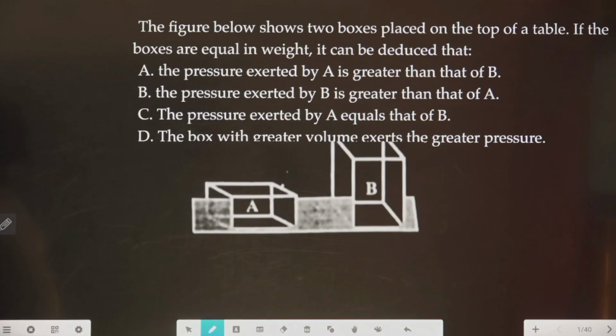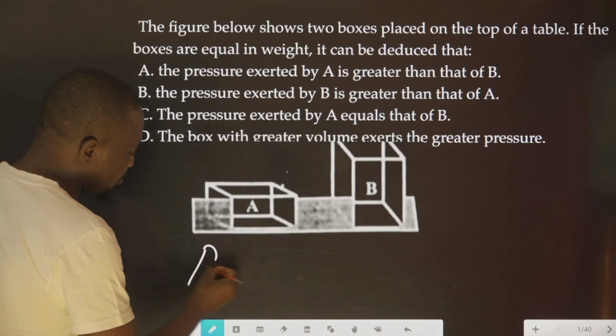This one says, the figure below shows two boxes placed on the top of a table. If the boxes are equal in weight, it can be deduced that A, the pressure exerted by A is greater than that of B. So one thing we should take note of here now is we are talking about pressure.